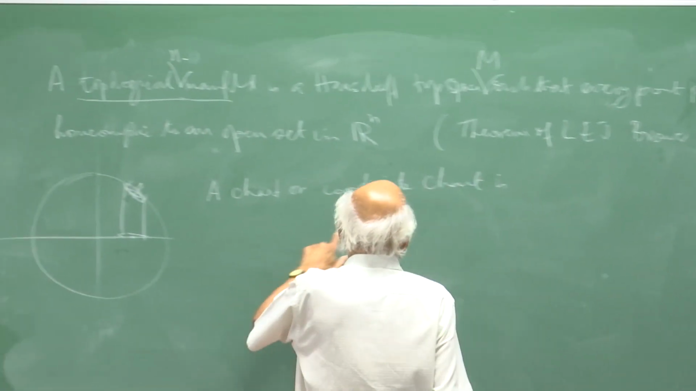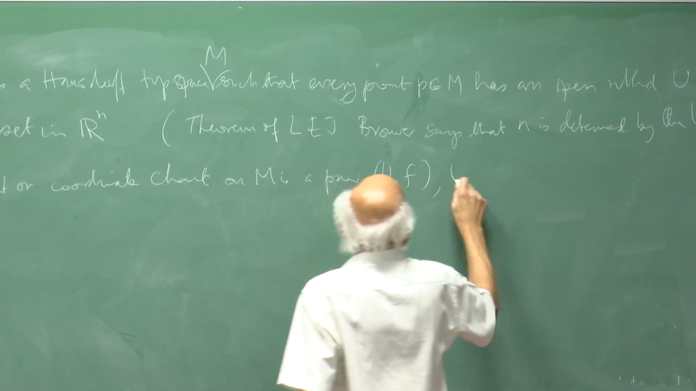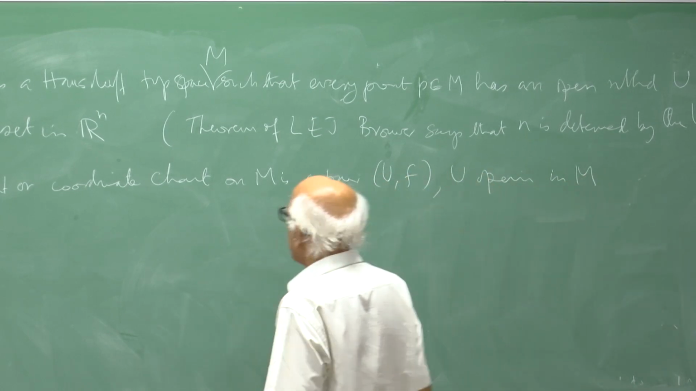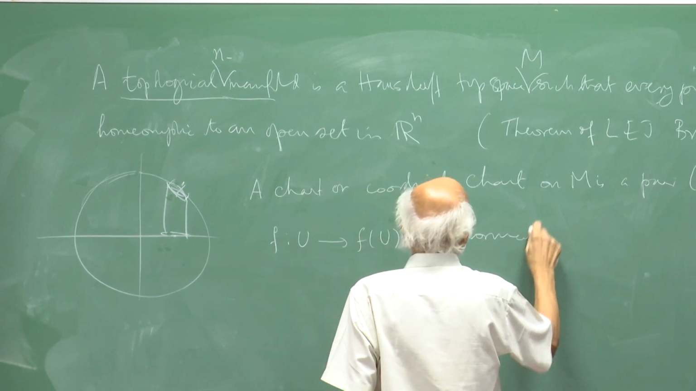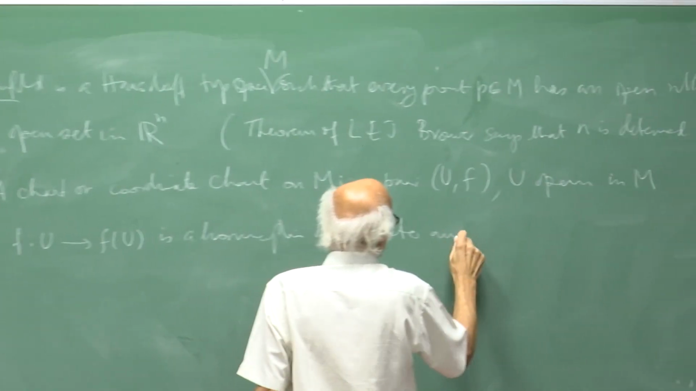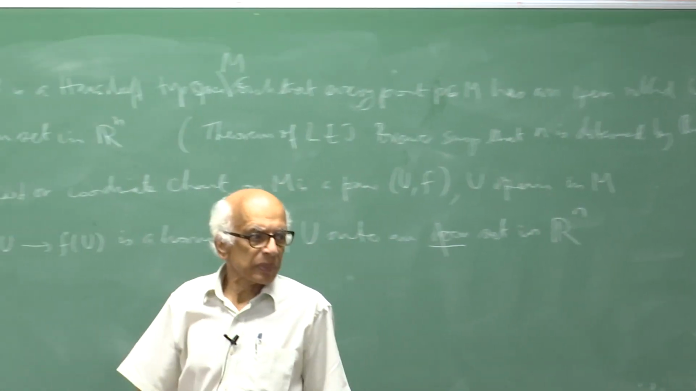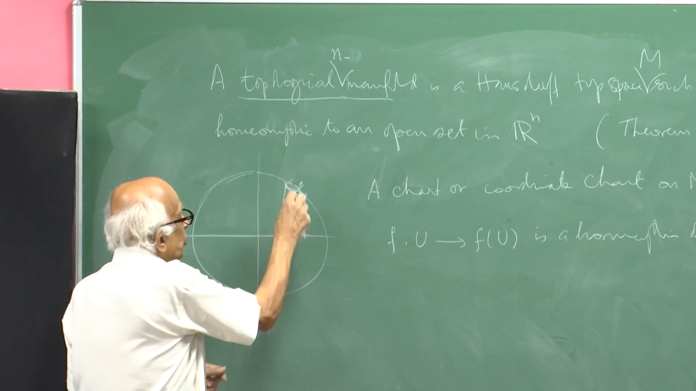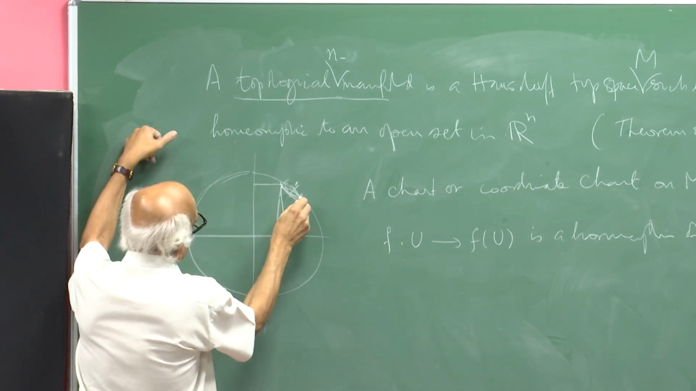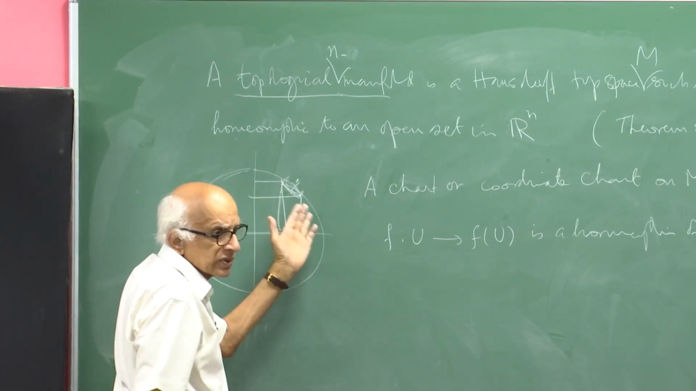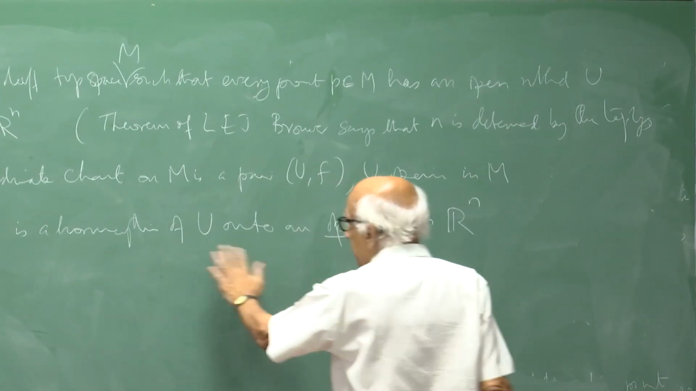Okay. A chart or coordinate chart on M is a pair (U, f), U open in M, and f from U to f(U) is a homeomorphism of U onto an open set in R^n. For example, in the example here, take this sphere, this part, that's a chart. I may have the same U, but I can have a different chart by projecting on the plane of two other axes. At different points, I have different charts. So a chart is nothing but this.